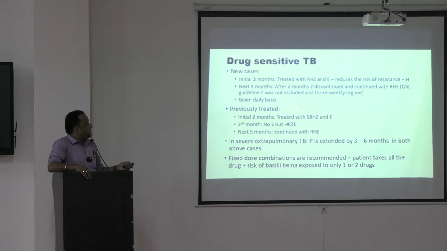For drug-sensitive TB, we give treatment with rifampicin, isoniazid, pyrazinamide and ethambutol for 2 months. Then we omit pyrazinamide for the next 4 months. And in between we have to take sputum, and also we need to take a chest X-ray just to see whether the treatment is going on properly or not.